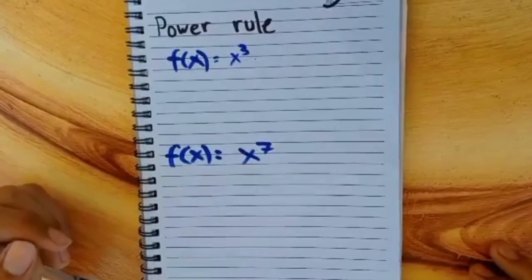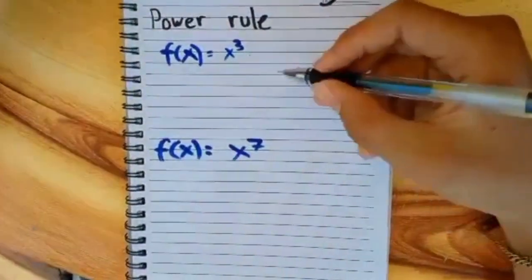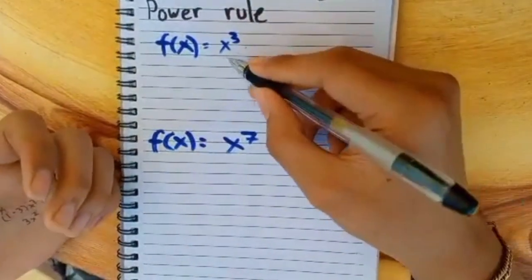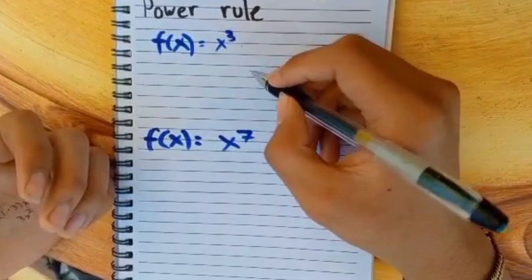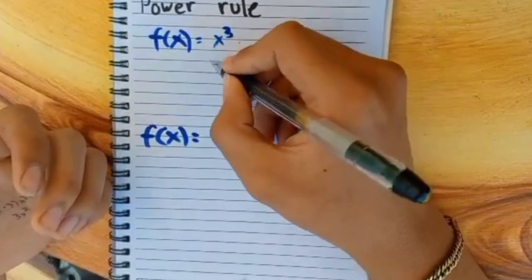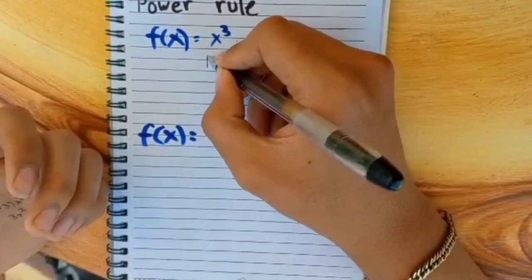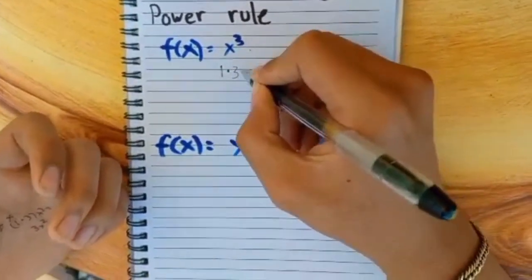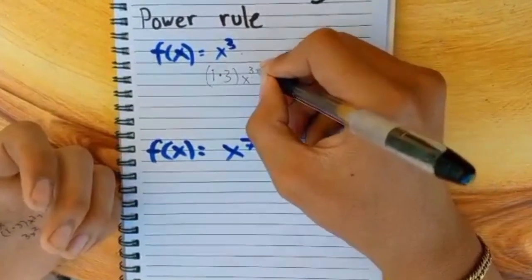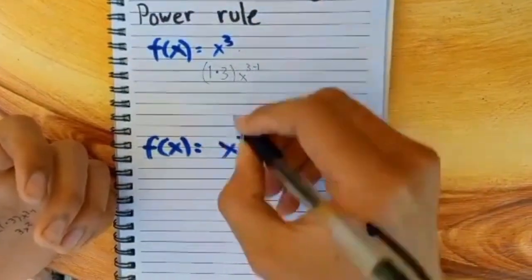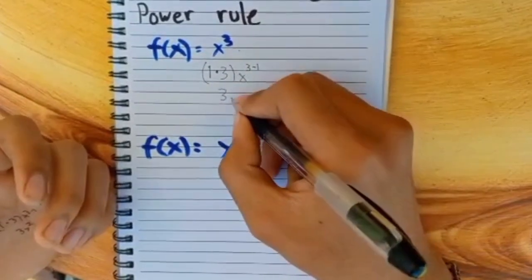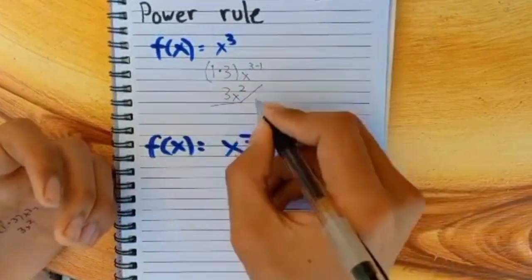Now let us solve the power rule. These are some problems that we are going to solve. f of x equals x raised to the power of 3. Now, we multiply x by 3. x has an exponent of 1 being multiplied by 3, then x to the power of 3 minus 1. Now 1 times 3 is 3, then we just add x squared. Now we got the answer.